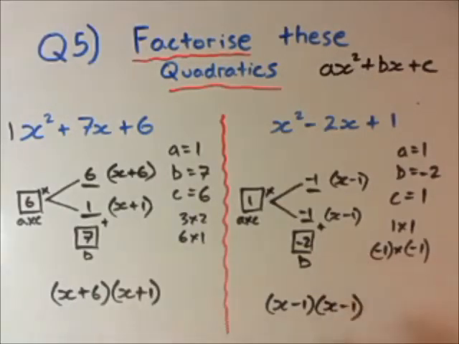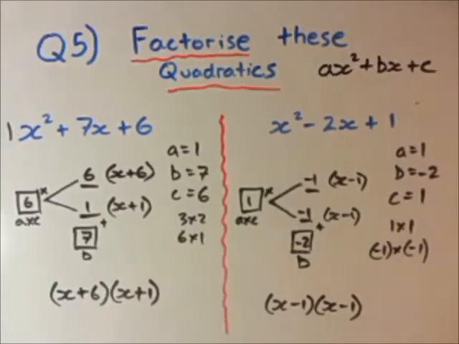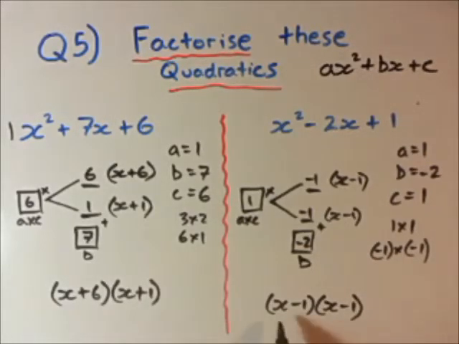Now we're going to be doing this quite a bit over the next few questions, but there's the introduction to it. Just as a side note, this x minus 1, x minus 1, it is the right answer, but we can go one step further. They're both the same term, so we can write that as x minus 1 all squared.